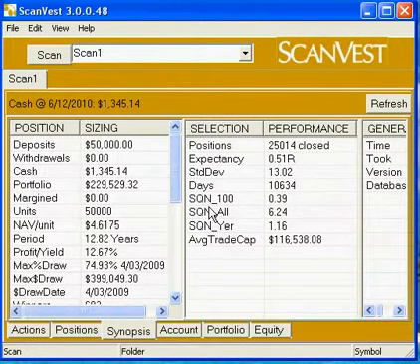That just gives you a basic idea of how to read the results after a backtest has been done in ScanVest 3. Thank you.